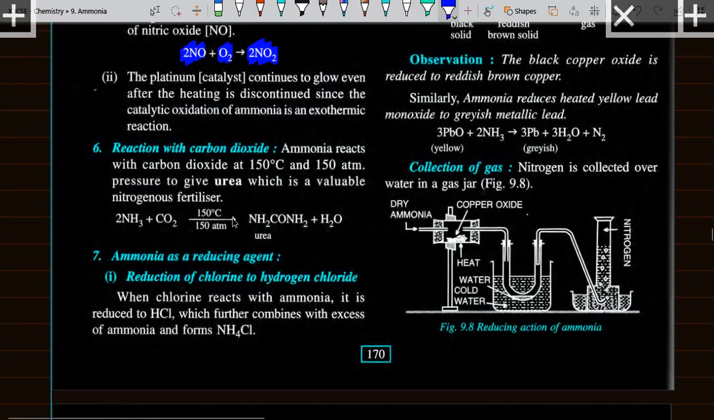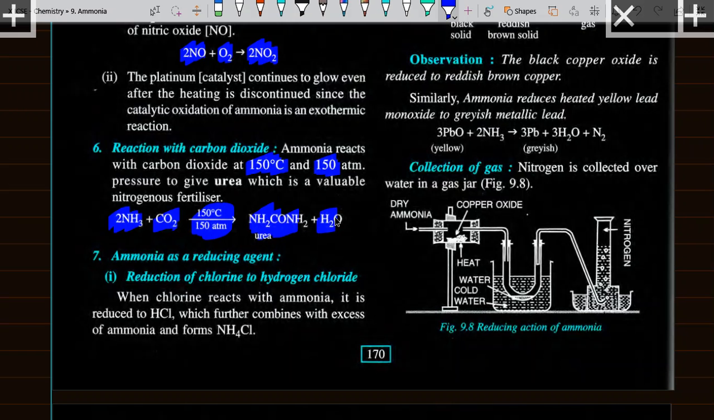Reaction with carbon dioxide. Ammonia reacts with carbon dioxide at 150 degrees Celsius and 150 atm pressure to give urea, which is a valuable nitrogenous fertilizer. So ammonia plus carbon dioxide at these conditions gives urea plus water. Ammonia is a reducing agent.